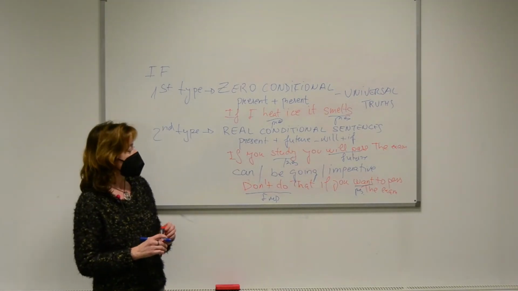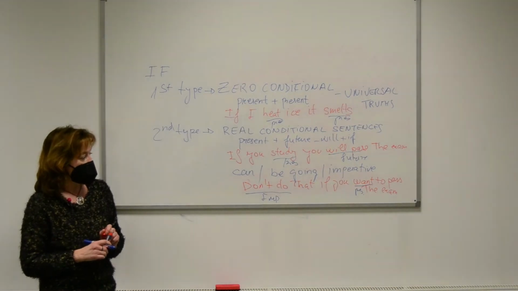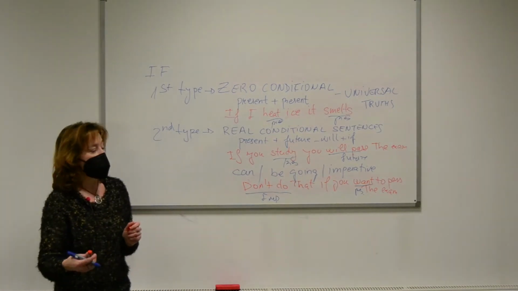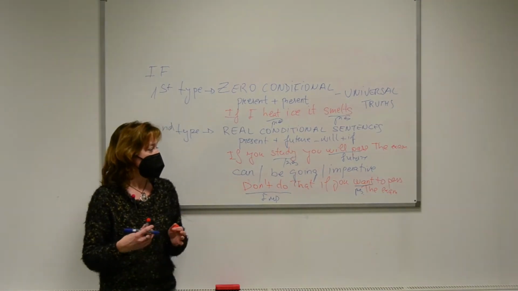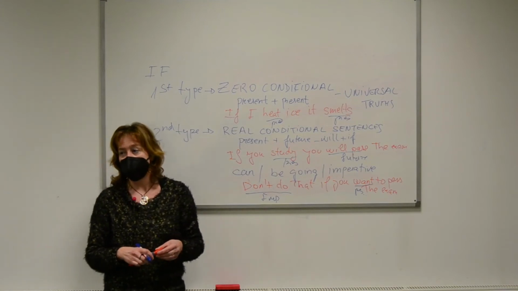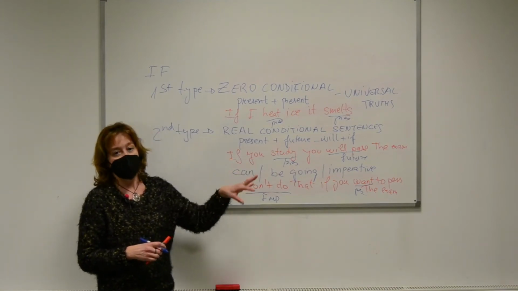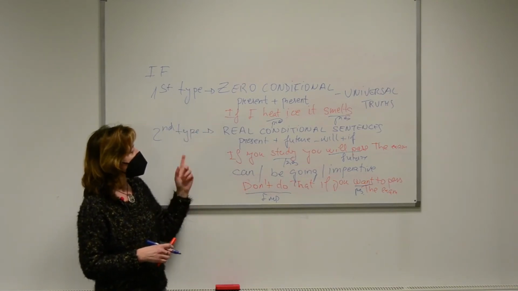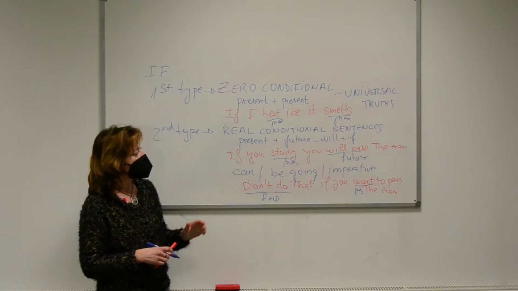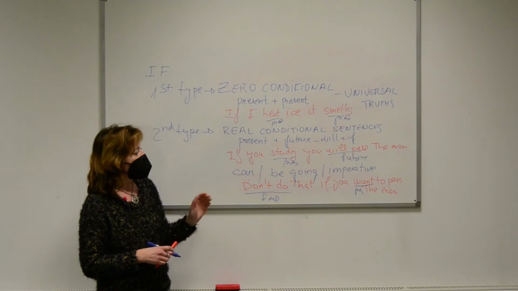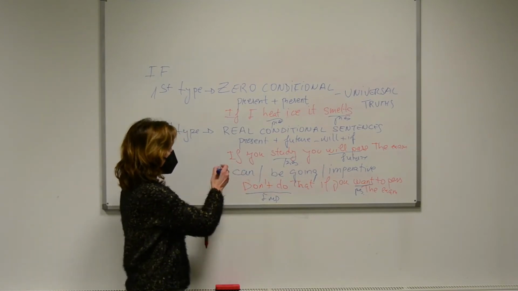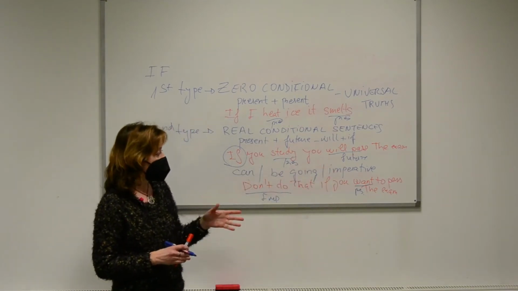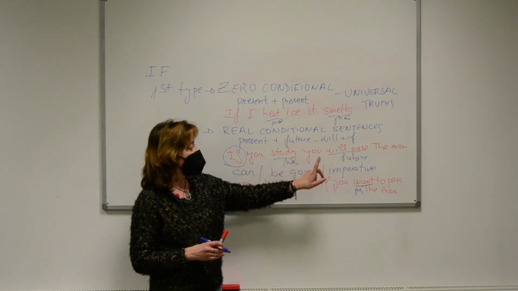Or instead of will, we can say if you study, you can pass the exam. Or we can say, if you want, I am going to help you. If you want, we have a present. I'm going to help you should be a future. These are different combinations in the same type of conditional sentence. The first type, therefore, zero conditional. The second type, real conditional sentence with present plus future. The most important characteristic is that in the if clause, we always have a present, and in the other clause, we have a future, or we can have can, or be going to, or an imperative.